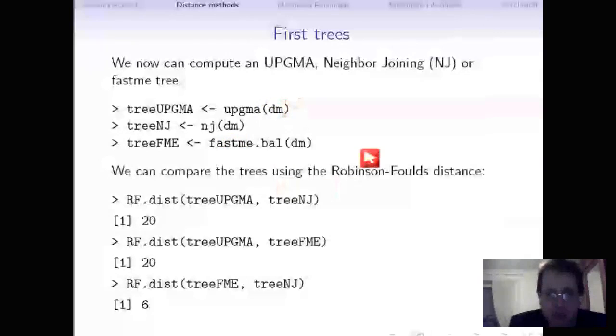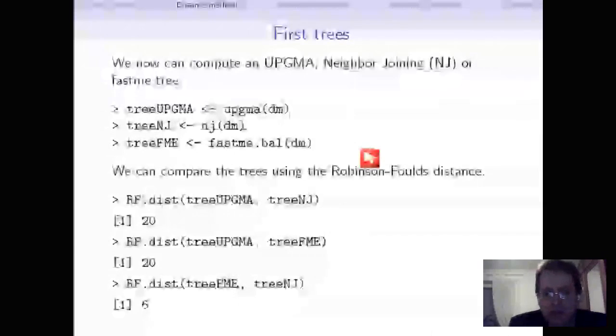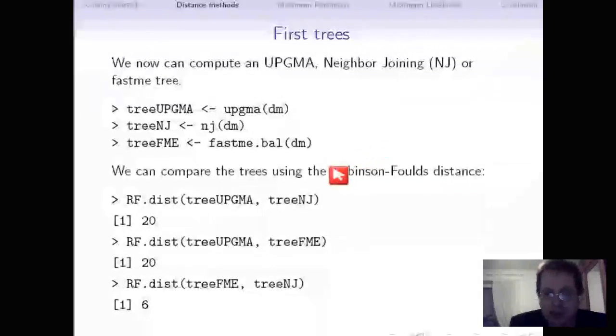And then, of course, the big question is: are these trees the same or are they different? So we can compute the Robinson-Foulds distance between 2 trees. The Robinson-Foulds distance is the number of differences of the internal edges between 2 trees. And we see that the neighbor joining tree and the minimum evolution tree are very similar, whereas the UPGMA tree is not so similar, which is not surprising.